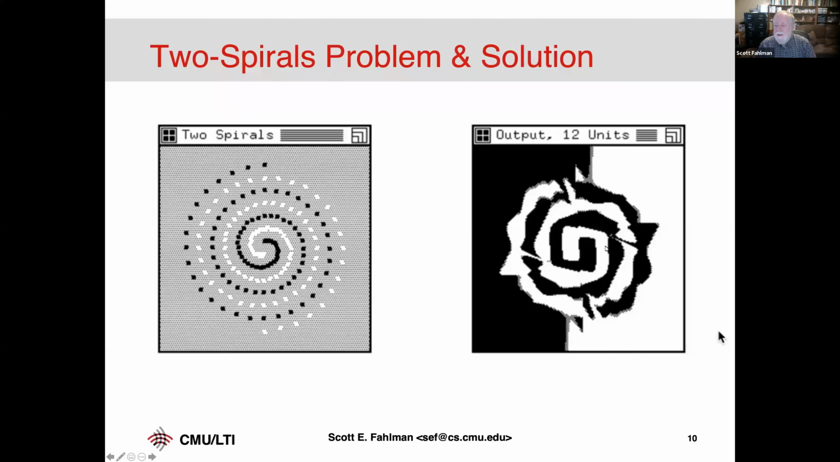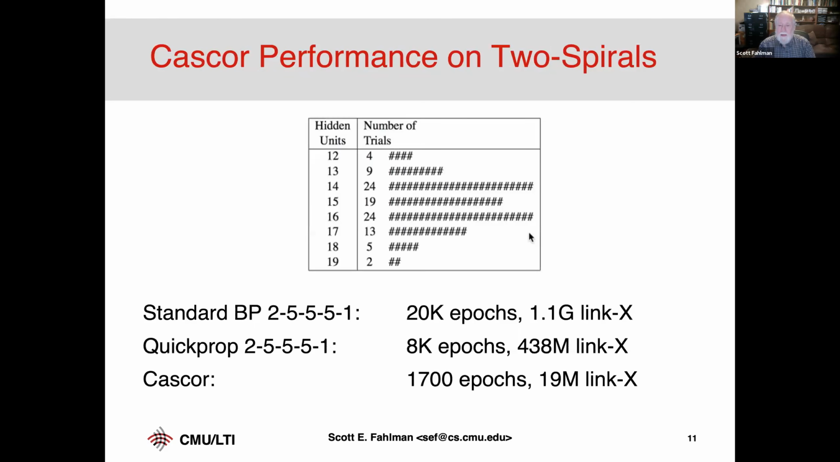There are various tricks that can be used to smooth this out, or you can have more data that forces you to model the space more precisely. But this basically is the output learned with 12 hidden units, the Cascor net. Now, how does that compare with what people had been doing? With the standard backpropagation net, 2 inputs, 3 layers of 5 hidden units. This was a pretty big network back in the day. It's laughable now. And 1 output.